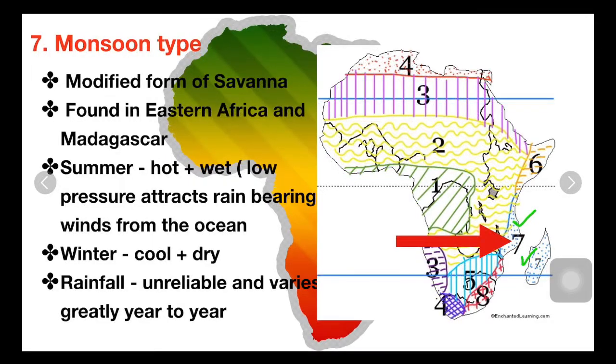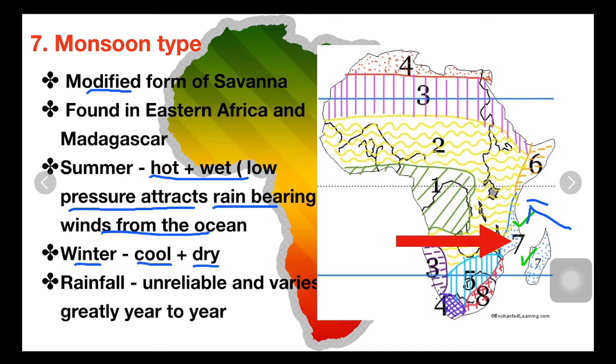Next is monsoon type of climate. Monsoon type of climate is actually the modified form of savanna grasslands, savanna type of climate. It is found in eastern Africa and Madagascar, right? Summers are hot and wet. Why? Because low pressure is created over here that attracts rain bearing winds from the ocean, so that the trade winds bring the rainfall over here. Winters are mostly cool and dry over here.